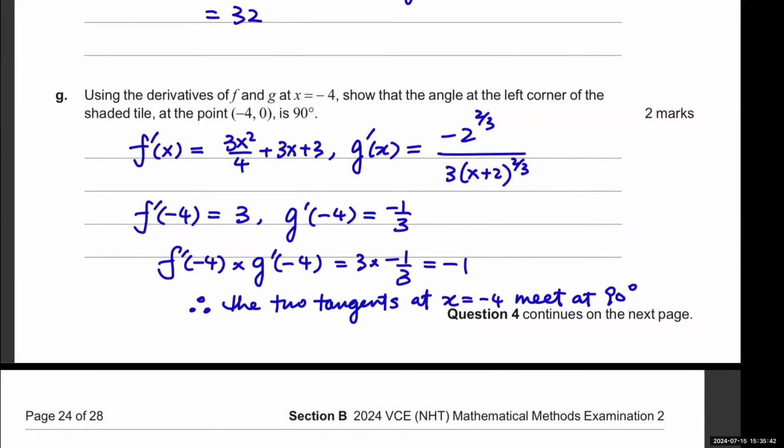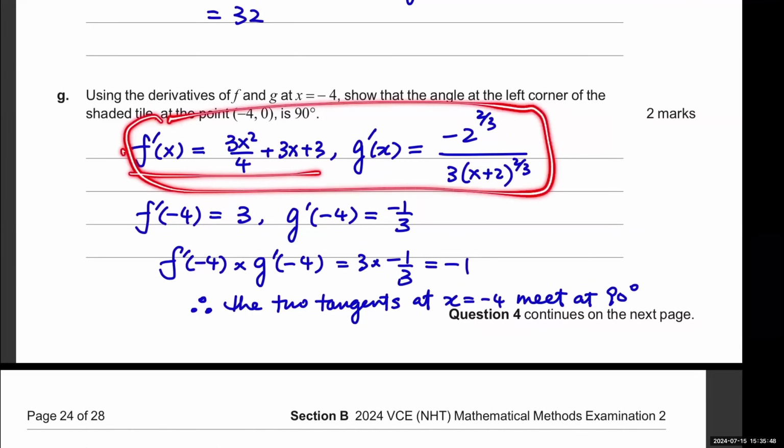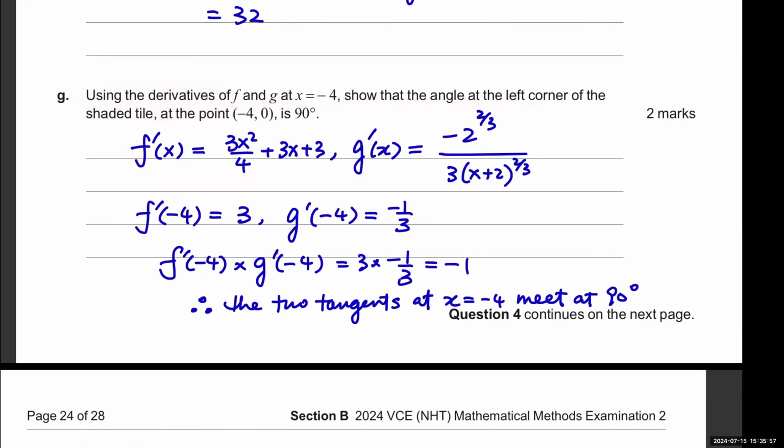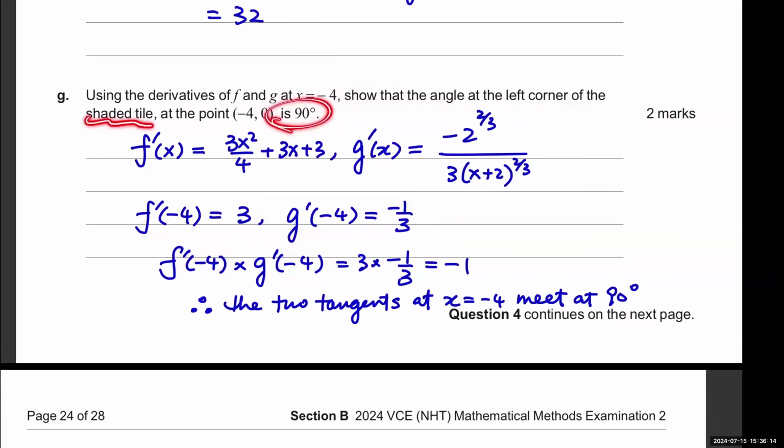Now, I'm going to write this down and show some reasoning. Basically, writing these two derivatives is addressing the requirement here using the derivatives of f and g. And then I need to show some substitution to evaluate the two specific gradients. And finally, the question wants me to prove, to show some convincing working, that the angle at the left corner, which is at -4 of the shaded tile, is 90 degrees. That means the tangent to these two graphs at x equals to -4 will meet at 90 degrees, okay? So that's how I would answer the questions.